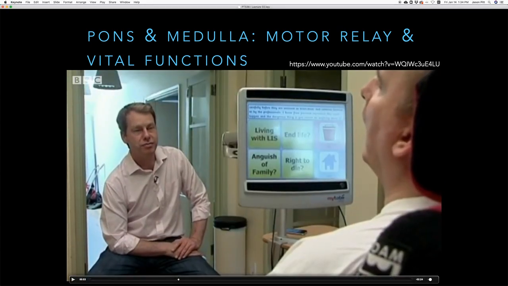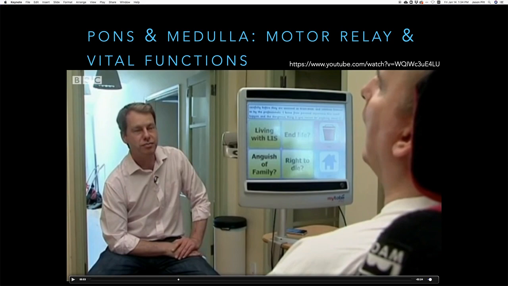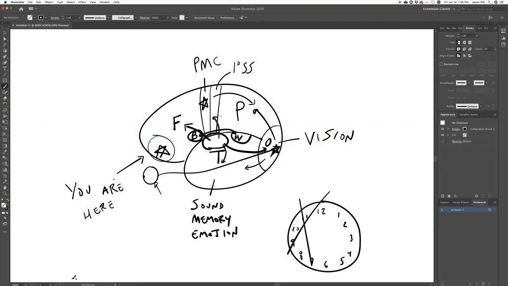I'm gonna go ahead and pause it. You can watch this yourself if you're interested. Now you'll notice he can still use his eyes. That should make a whole lot of sense. Remember, when we're thinking eye movements, we're thinking midbrain, and midbrain is above the pons and medulla.